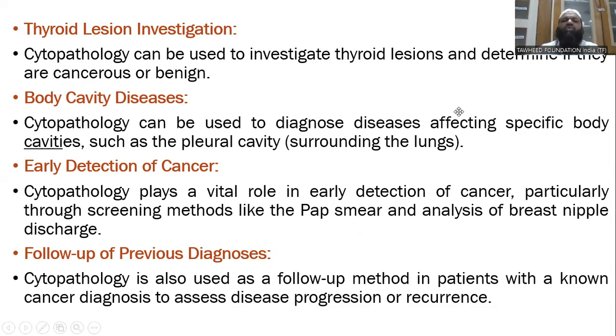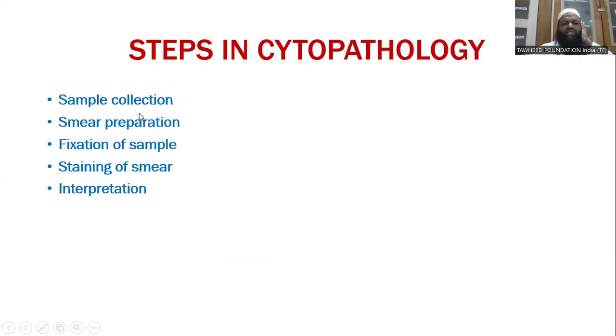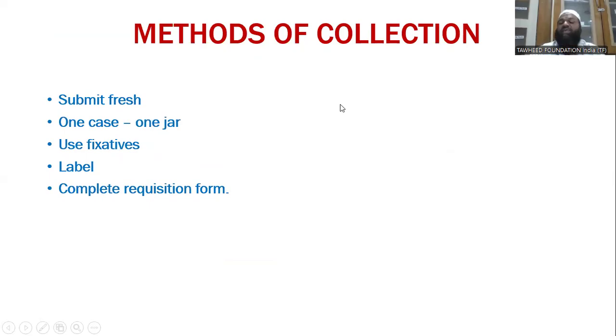So coming to steps in cytopathology. Sample collection is the first step, the second step is smear preparation, the third is fixation of sample, and then staining of smear and interpretation. These are the steps involved in cytopathology. Coming to the next slide, methods of collection.